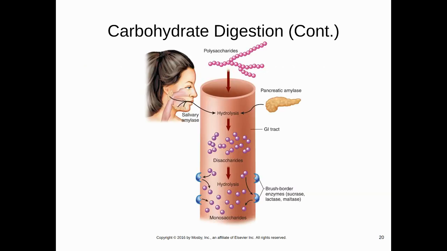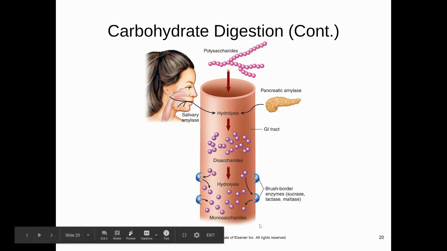So again, we're starting with our salivary amylase, so we start with our saliva, and then eventually when we get down into our intestines, we're going to finish it off with our pancreatic amylase. These perform hydrolysis on the polysaccharides to break them down to make disaccharides. The different disaccharides that we have may be lactose, sucrose, maltose, any of those would be considered disaccharides. Then from there, we're going to break them apart again through hydrolysis, and then we're going to make monosaccharides. Those are going to be our single sugars. Does this make sense? Hopefully it does.